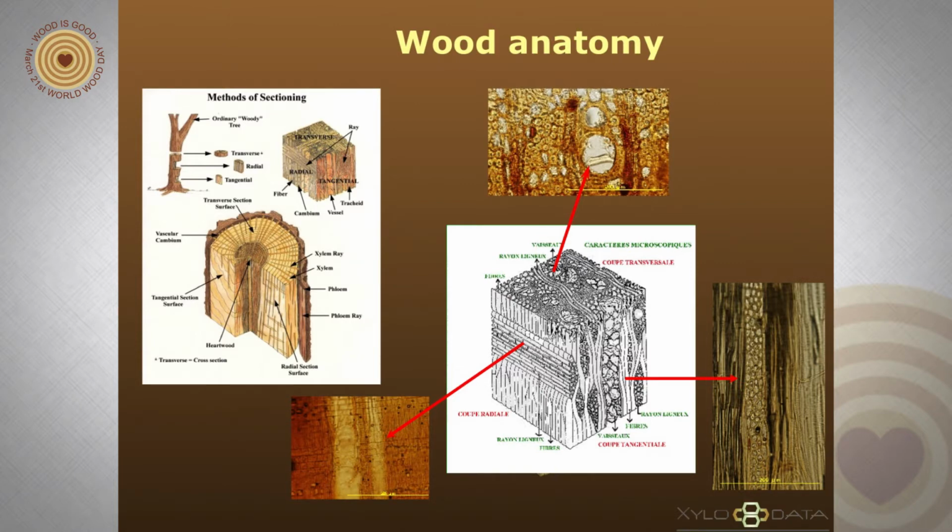In order to identify a species, we need to observe the distribution and the size of the cells that compose the wood structure. We observe the wood under the microscope on three planes: transverse, tangential, and radial.